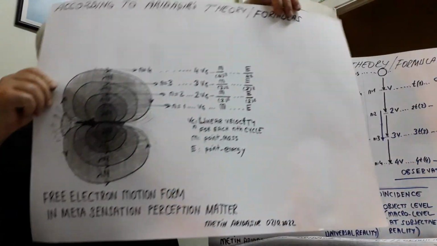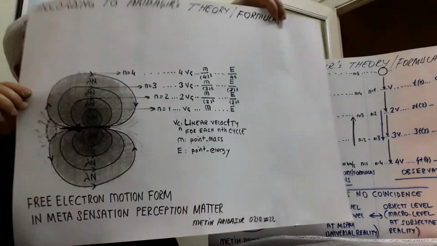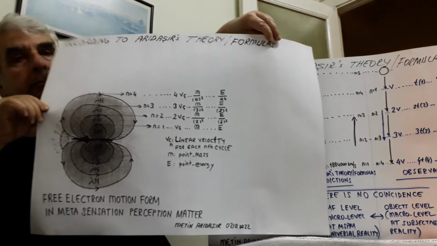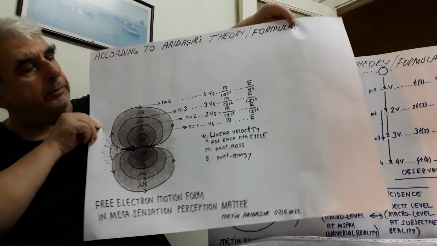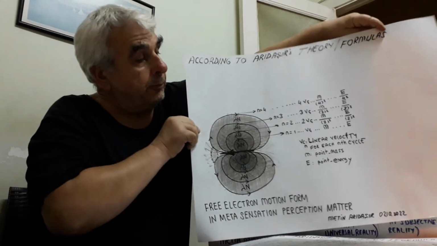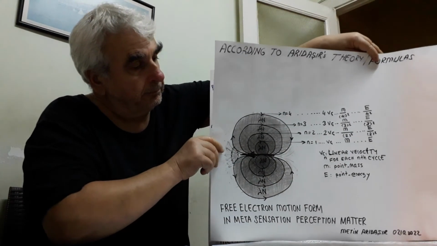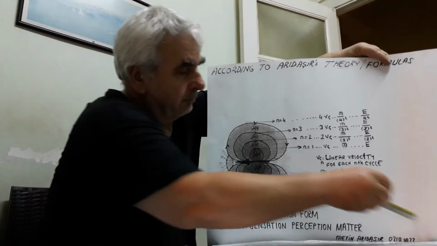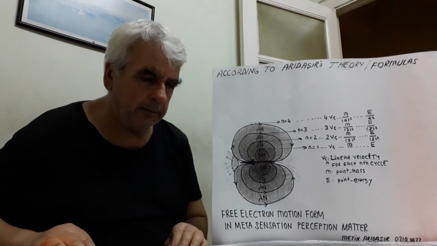Snapshot. My explanation. And my formulas for free electron motion form.